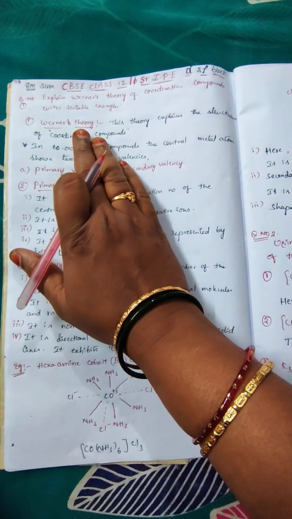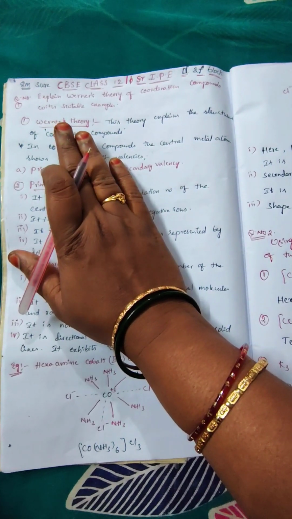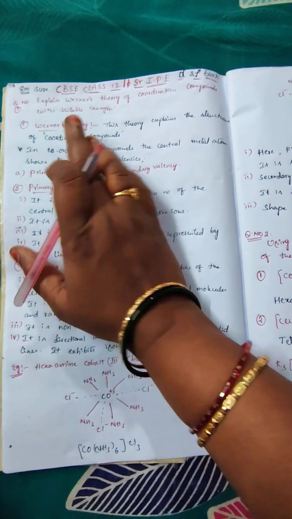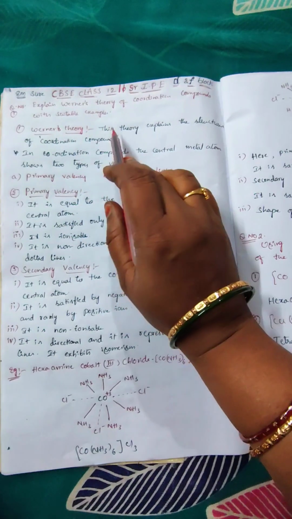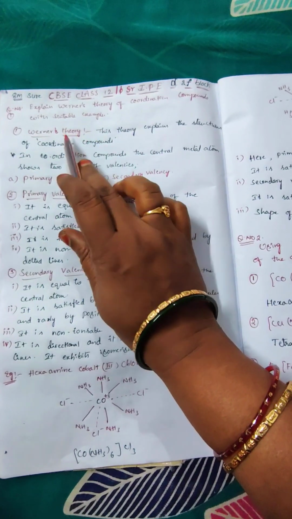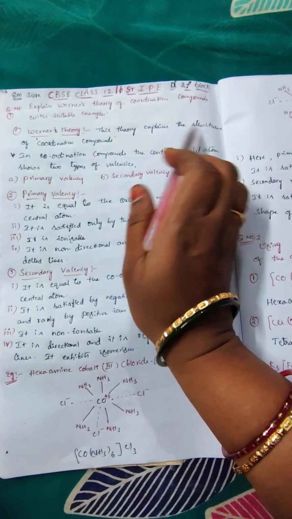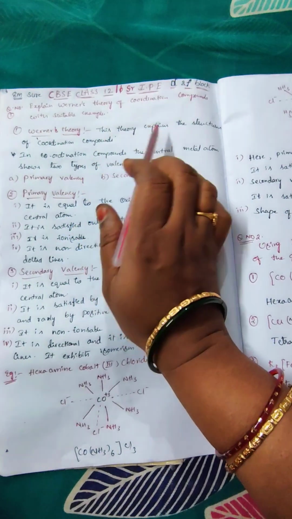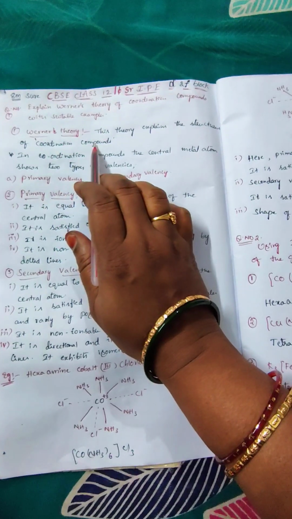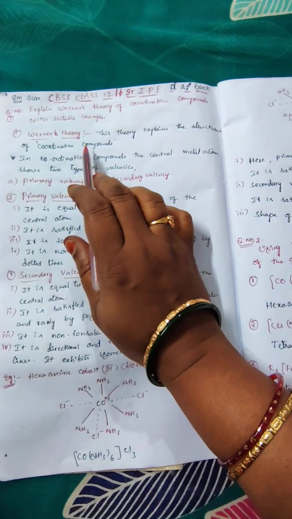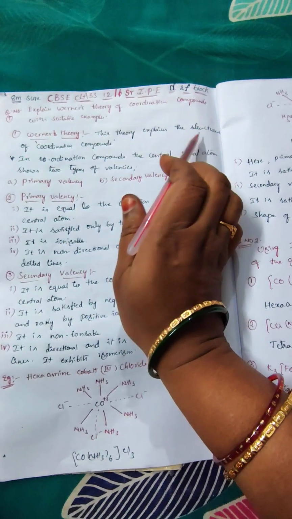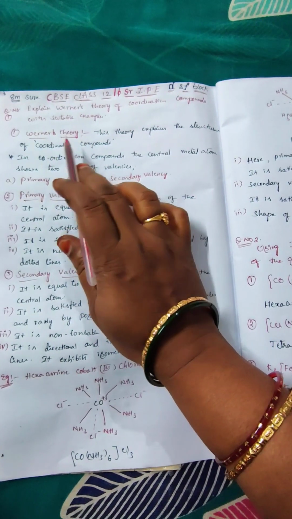So what is Werner's theory? Werner is one of the scientists. He explained the structure of coordination compounds. So Werner's theory majorly explains the structure of coordination compounds. What is the meaning of coordination compounds? The compounds which have coordinate covalent bonds are called coordination compounds. The structure of coordination compounds is explained by which theory?